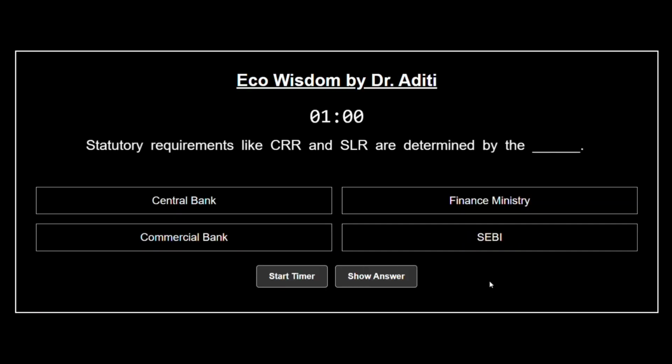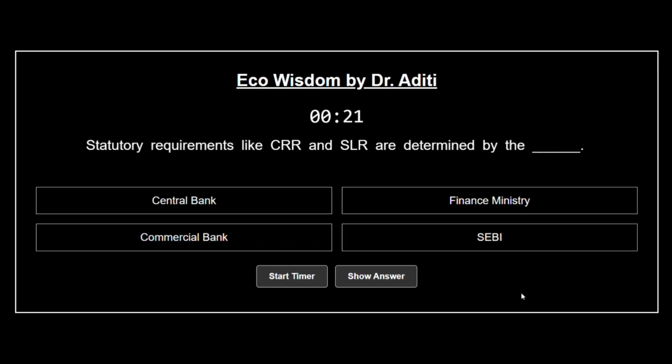Next question is, statutory requirements like CRR and SLR are determined by the dash. First is central bank, second is finance ministry, third is commercial bank, and fourth is SEBI. If you know CRR and SLR, then I have already given a hint regarding this question's answer in our previous questions. So you should know what is CRR and SLR. So I will give a hint to you. CRR is cash reserve ratio and SLR is statutory liquidity ratio.